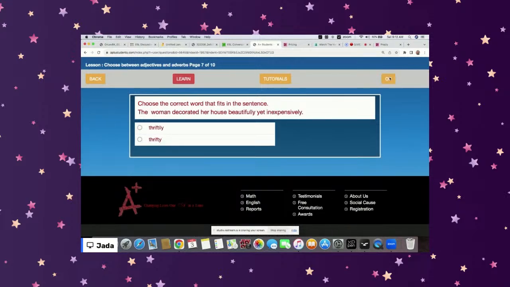The Dutch women decorated her house beautifully yet inexpensively. Okay. So this one is gonna be thriftily or thrifty. Which one? Is it the first or the second? Thrifty.